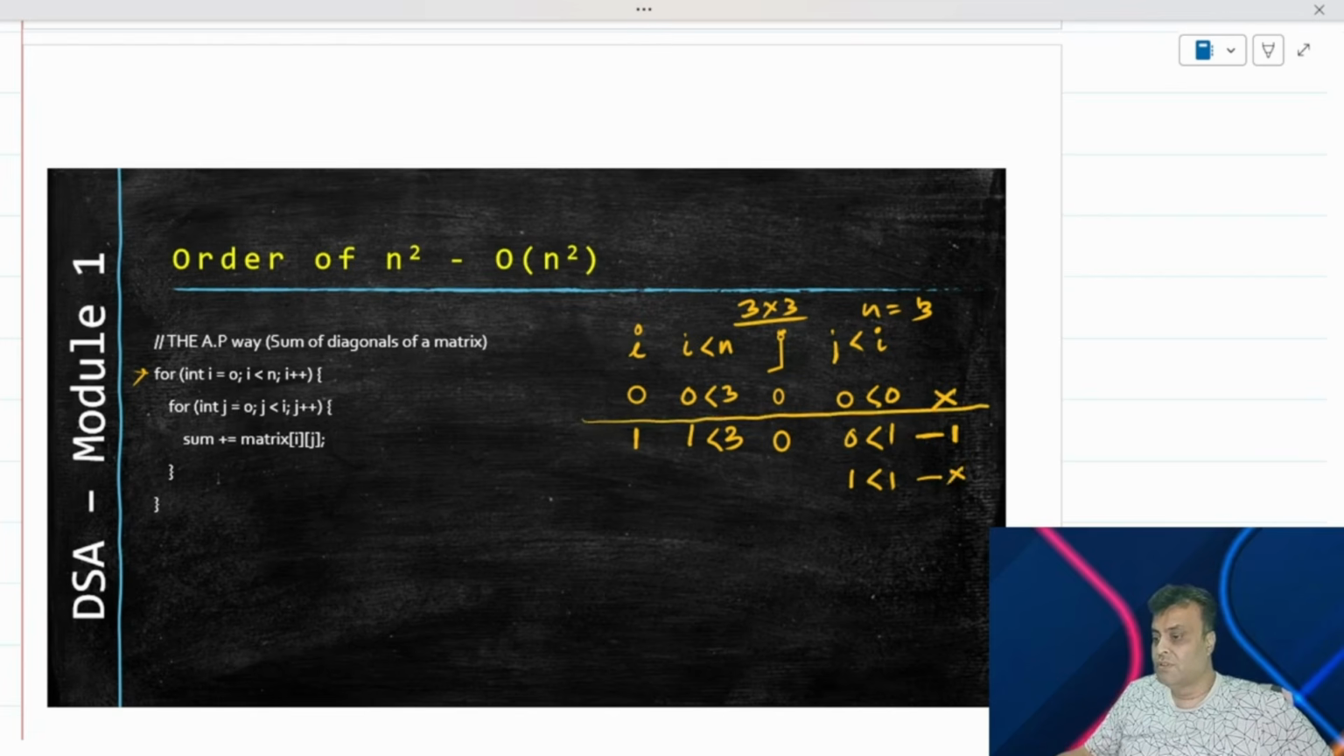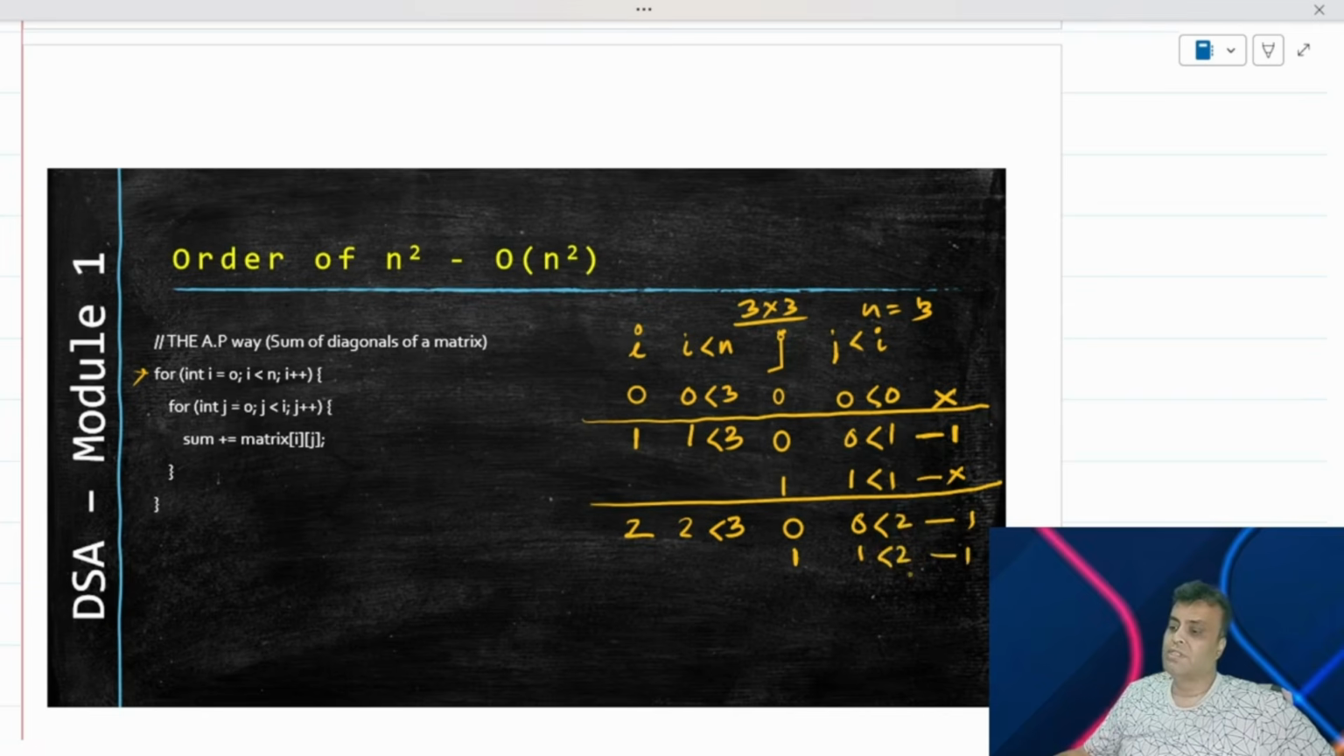So what did we achieve? We achieved one more iteration. Because the inner loop exits, the outer loop increments. The outer loop checks itself with 3. J's value again starts from 0. And that 0 is again getting compared with 1. This executes. J becomes 1. I'm sorry, this should be 2, because my I has become 2 now. So this gets compared with 2, this gets executed one time. Next we have 2. 2 is getting compared with 2, this does not execute.